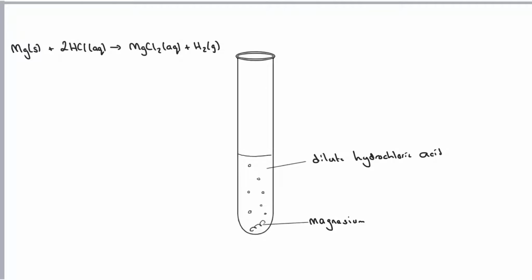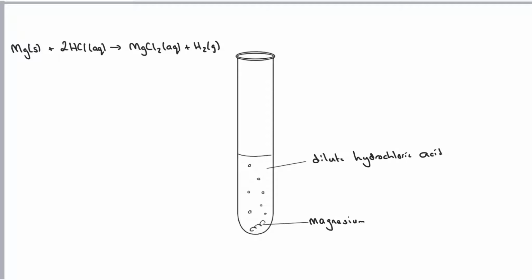Now, if you react the magnesium with an excess of hydrochloric acid, that means too much hydrochloric acid, the reaction will stop when the magnesium runs out. So you could drop the magnesium metal into the hydrochloric acid, start your stopwatch straight away, and you could stop your stopwatch when there's no more magnesium left.